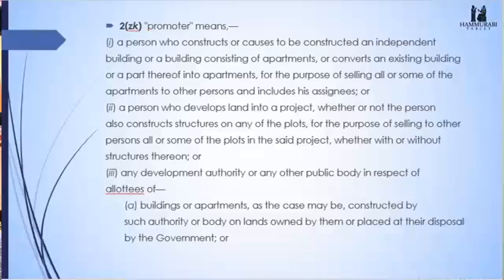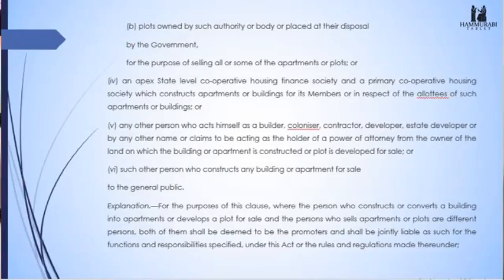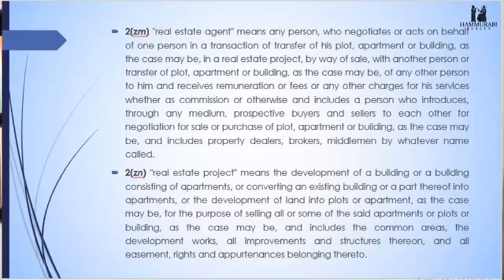Then we have 2K. The basic definition is regards who is the promoter, who will be considered as a promoter. Now the manner in which, the depth in which the definition is mentioned here, it clearly shows that any person who contemplates to do a particular construction work either as a promoter, in a JV or in any form. So it's a very exhaustive definition of a promoter which has been mentioned in RERA. Here apex bodies, state bodies, all those minute activities which should be considered as a promoter, are mentioned.